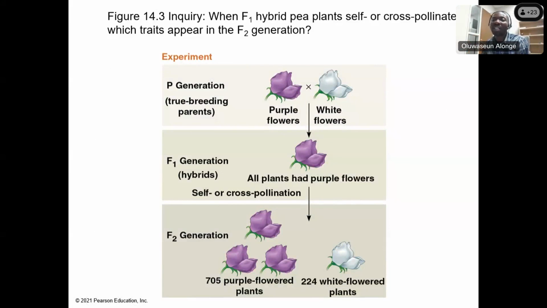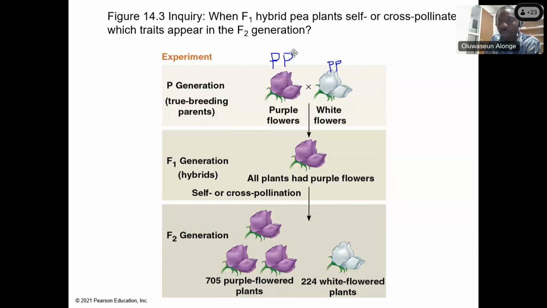So if you look at this now, this is the purple flower. So Mendel cross-pollinated the purple flower and the white flower. Now let's fix this. Let's take this as purple. Let's use uppercase P for purple, PP. Then let's use lowercase p for white.